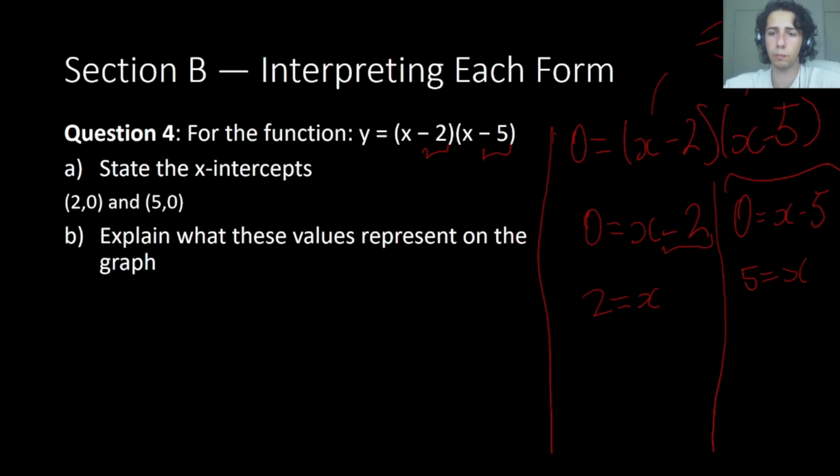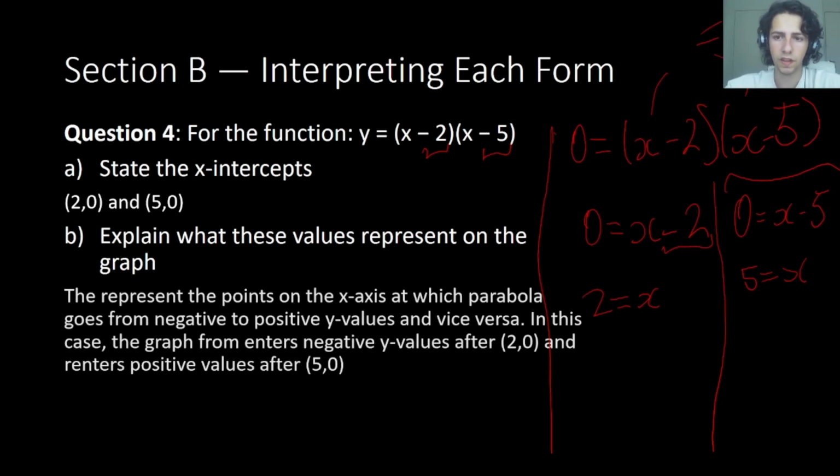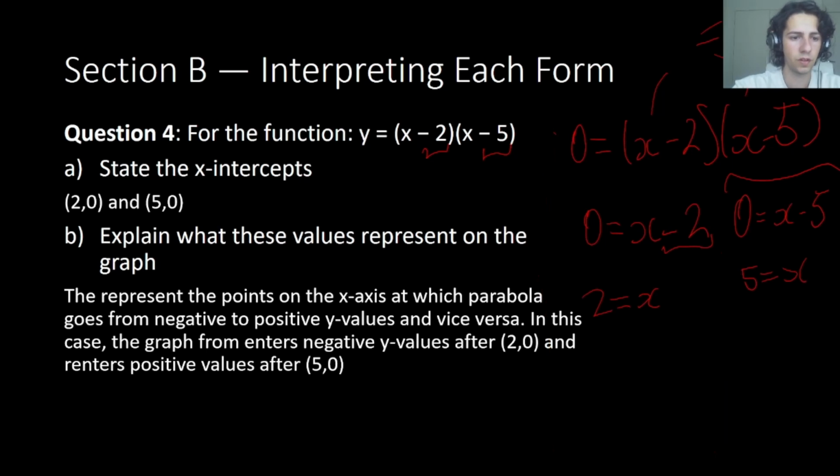Explain what these values represent on the graph. Now, simply put, they represent points on the x-axis at which the parabola goes from positive y values to negative y values. So the y values go from positive to negative or negative to positive. And we can illustrate this if, sorry, let me just erase some of this working out.